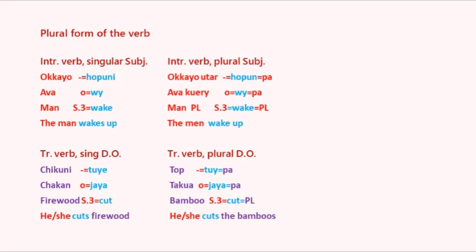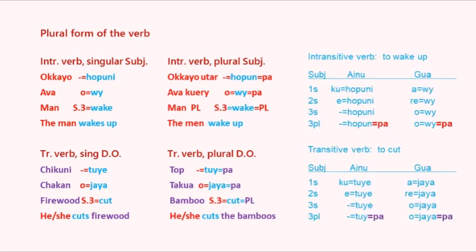I will introduce a new sentence, a simple one. Chikuni tuye, chaka ojaga, he or she cuts firewood. Tuye, jaga, is to cut, and it's conjugated for the third person. Now let's make the plural form of the verb. Top tuipa, takwa ojagapa, he or she cuts all the bamboos. So in this case, the plural form does not refer to the subject, but to the object. Let us see that in a table.